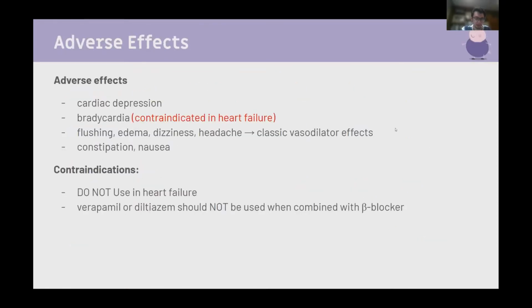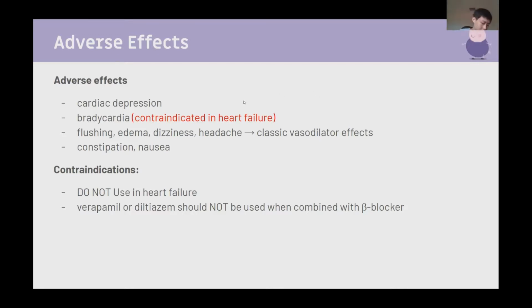Some adverse effects are what you would expect if you are limiting the amount of contraction. You don't want your heart to stop contracting completely, so you can have cardiac depression. If you're limiting the heart rate, you don't want complete bradycardia, which is why it's contraindicated in heart failure, which is when the heart is struggling to have sufficient oxygen supply and also to beat. You don't want to give a calcium channel antagonist in heart failure because you want to support the heart as much as possible. So you'll give things like inotropes, which support the contractility of the heart.